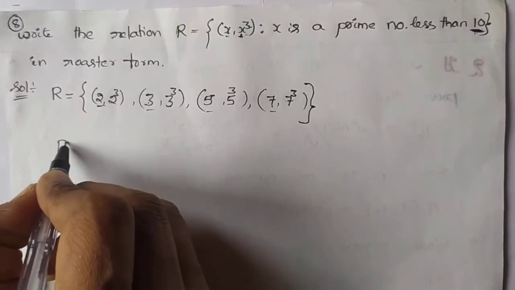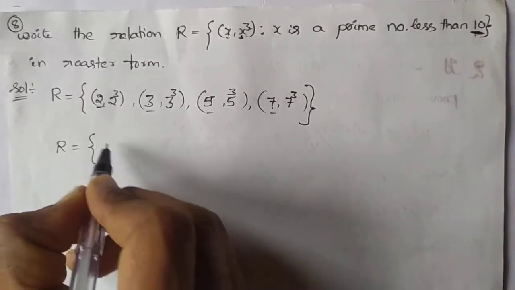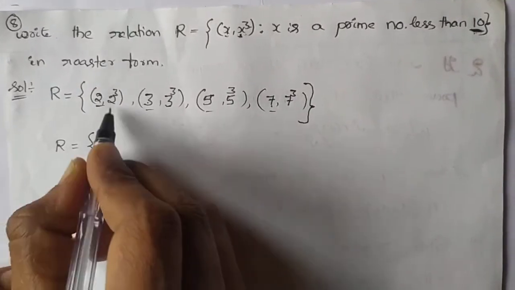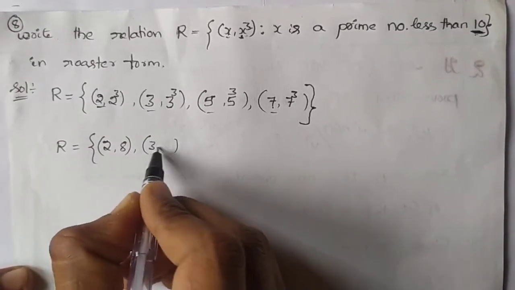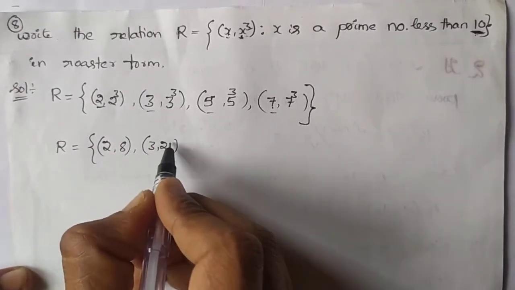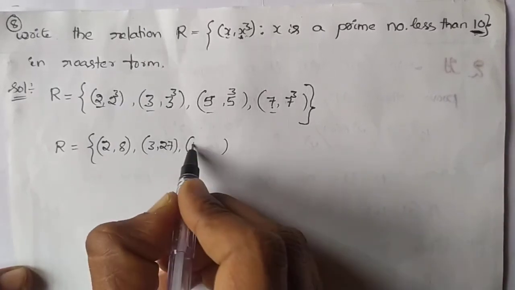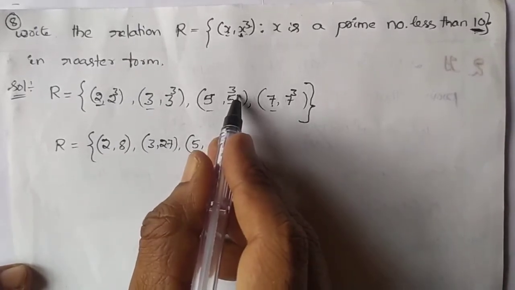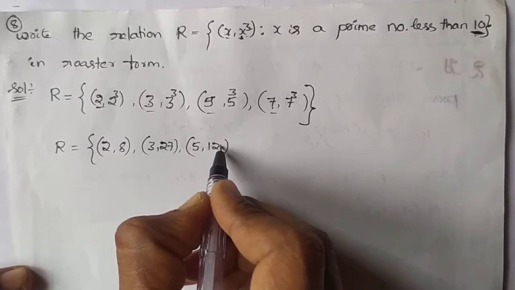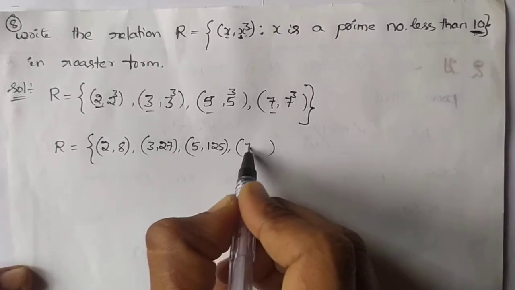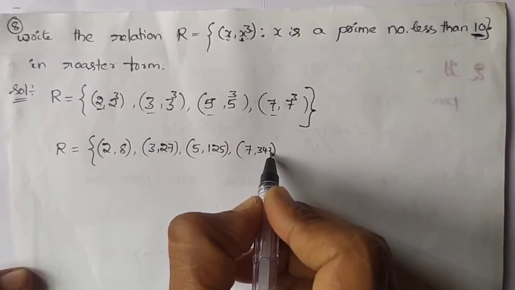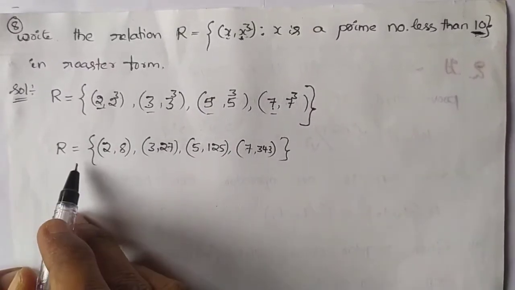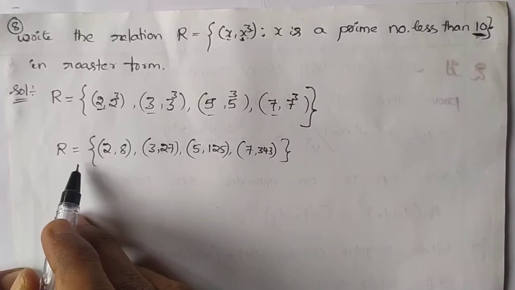Let us simplify it. Relation R equals to (2, 2 cube). 2 cube is how much? 8. Next, 3 cube. 3 cube is how much? 27. Next, 5 cube is how much? 125. Next, (7, 7 cube), 7 cube is how much? 343. Therefore, it is the required relation in roster form.